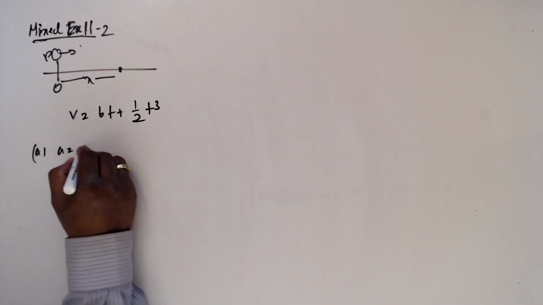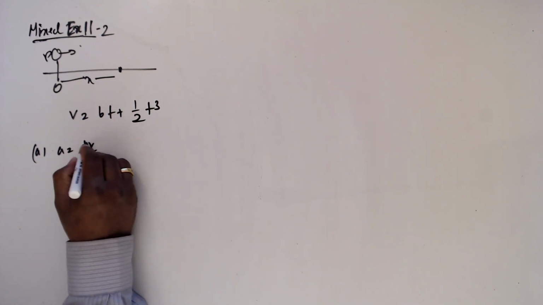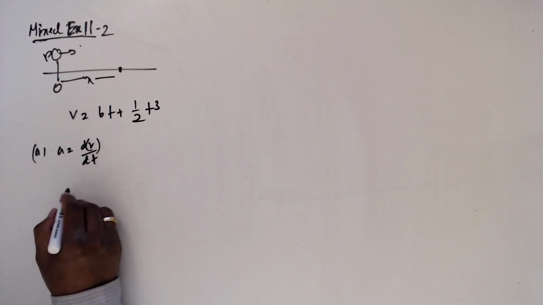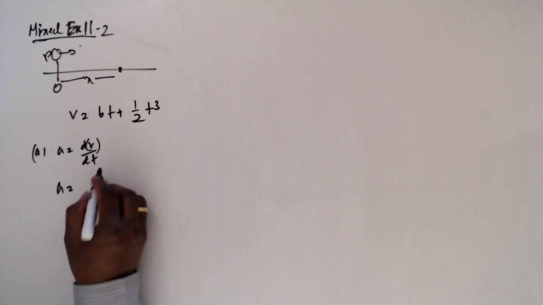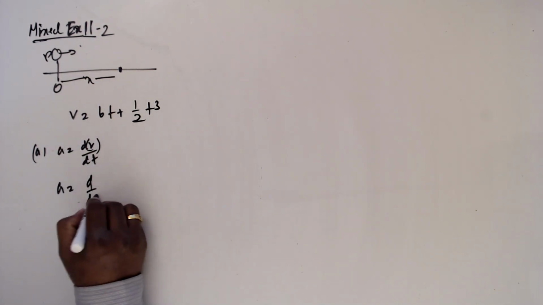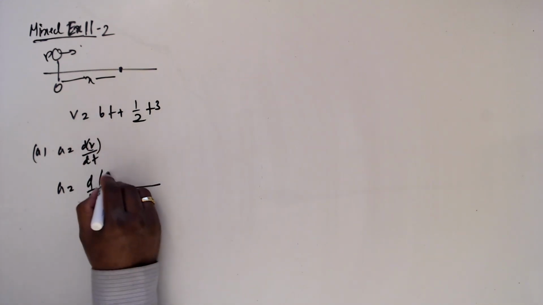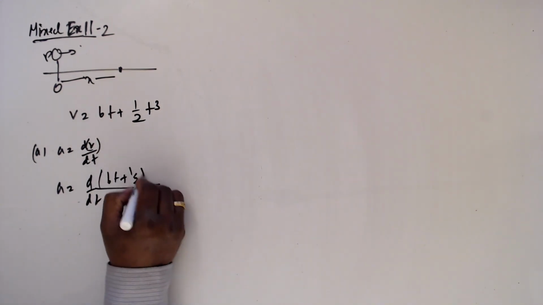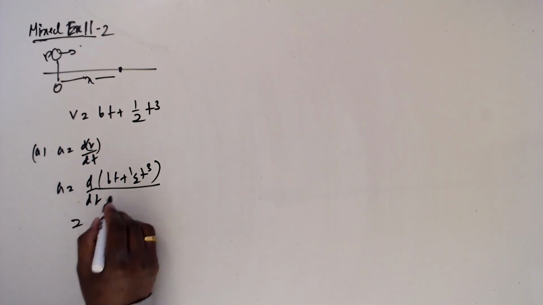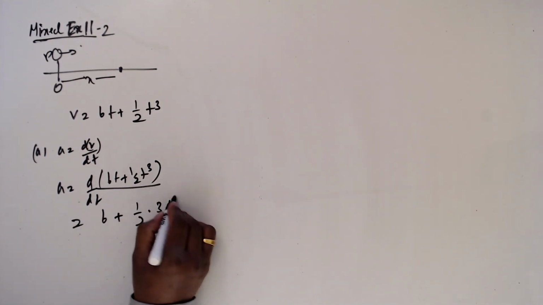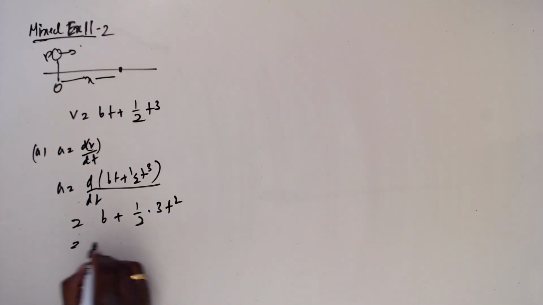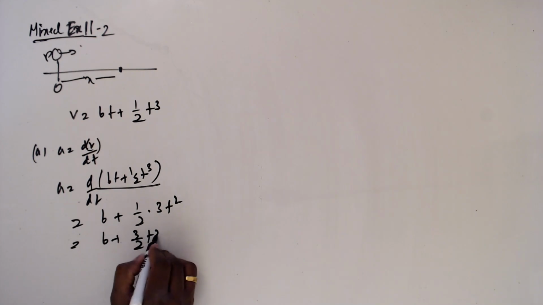So A is dv over dt. We have to differentiate velocity. So A equals d over dt of V, and V is 60 plus half a t cube. So we'll differentiate. This is going to be 6 and this is half times 3 t square. So this is 6 plus 3 over 2 t square.